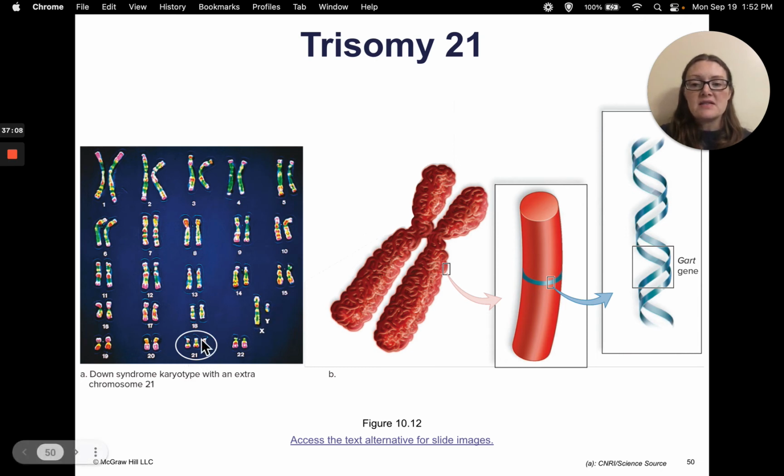But here we can see that there are 3 chromosomes present at the 21 marker. So this is trisomy 21, which again is a very common form of Down syndrome. Now there are other kinds of Down syndrome, but trisomy 21 is one of the more common ones. There's an extra chromosome here when there shouldn't be, when there should only be 2.